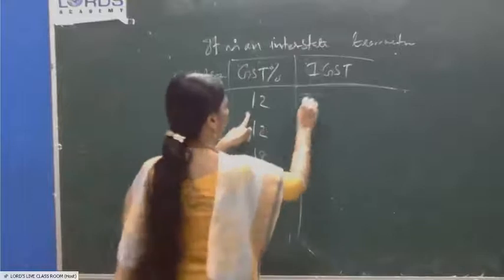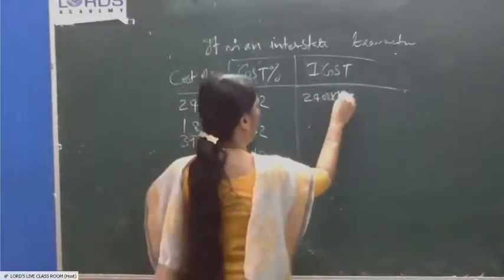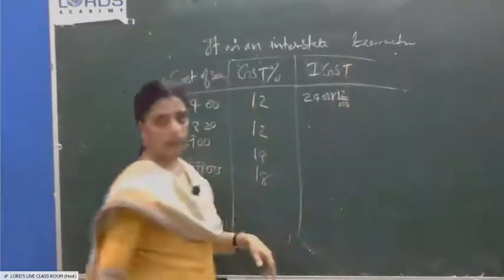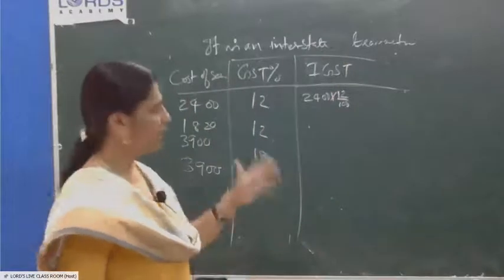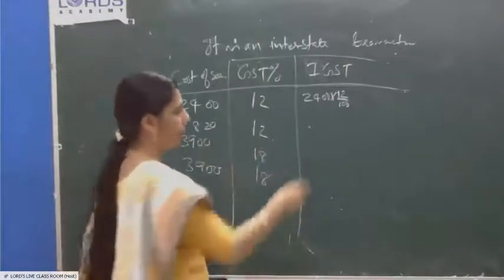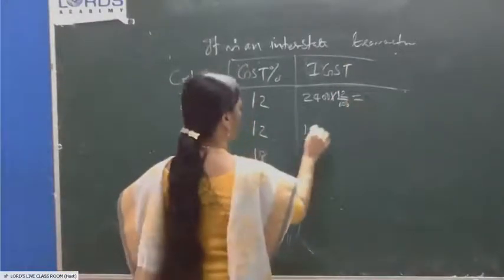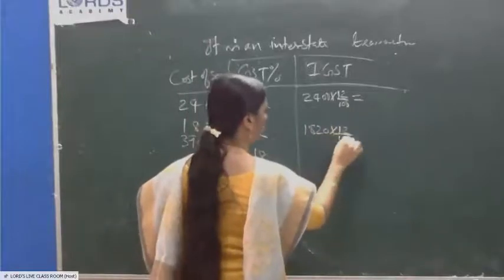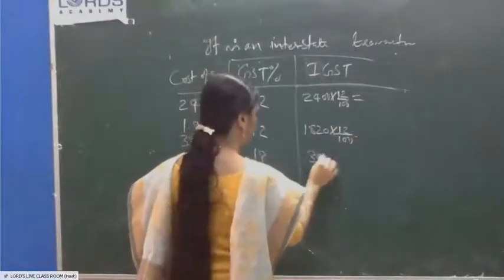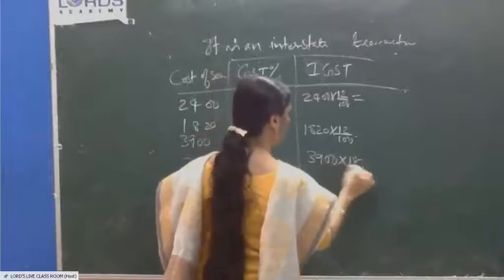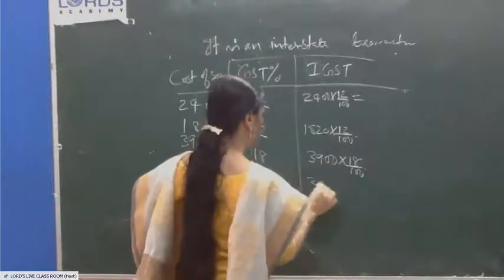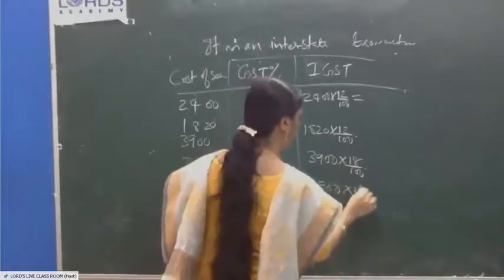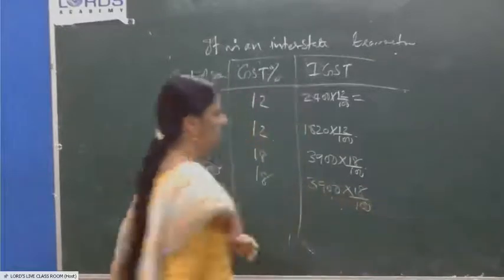Okay, 2,400 into 12 by 100. If the column is a little bit wide, you can do it inside the column itself. Write the answer. Here 18 into 12 by 100, don't waste time, do it. 3,900 into 18 by 100 and 3,900 into 18 by 100.